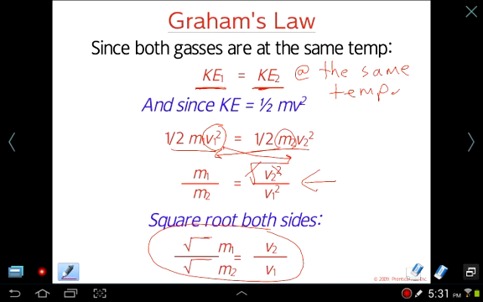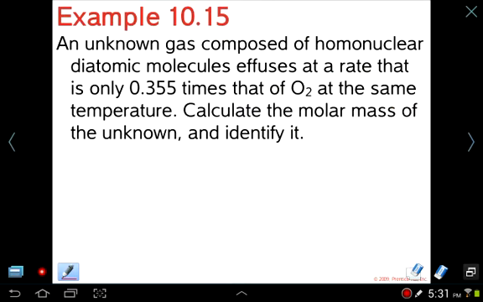But this essentially says that the ratio of the velocity of one gas to the velocity of another is equal to the ratio of the square root of gas 1 to the square root of gas 2. So this essentially is the equation we're going to apply to this next problem. And the problem goes like this.